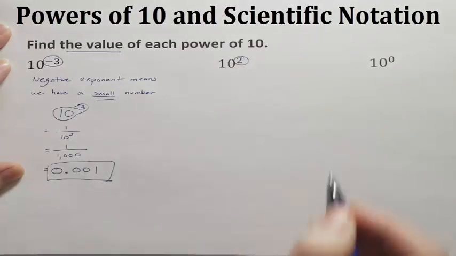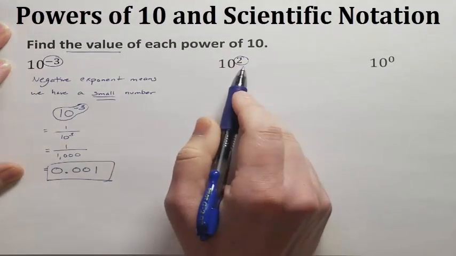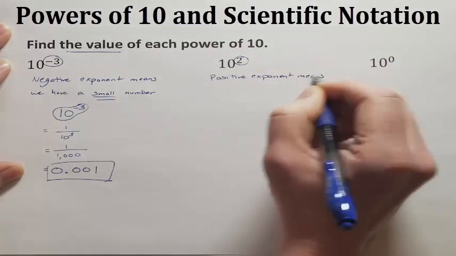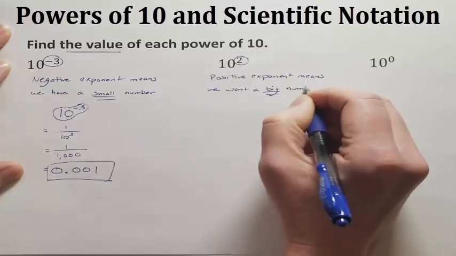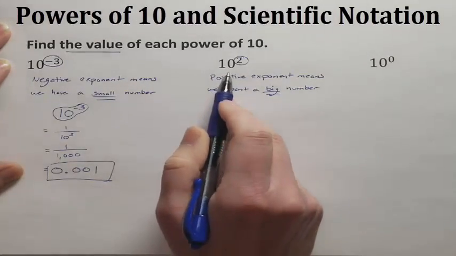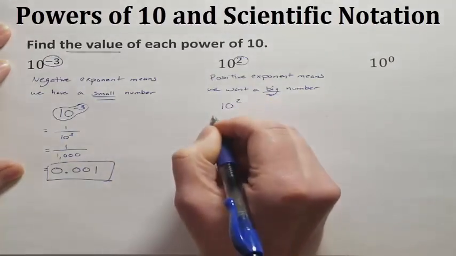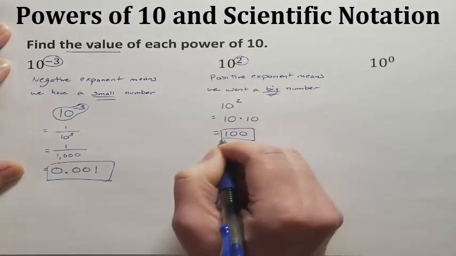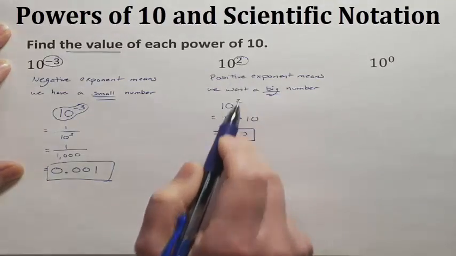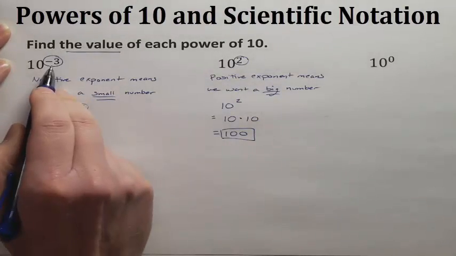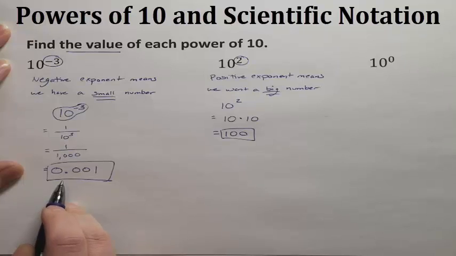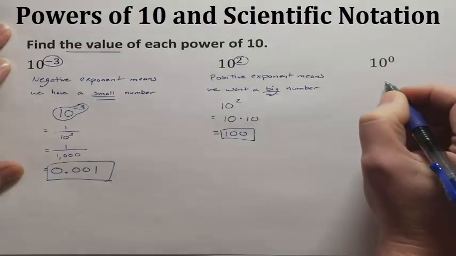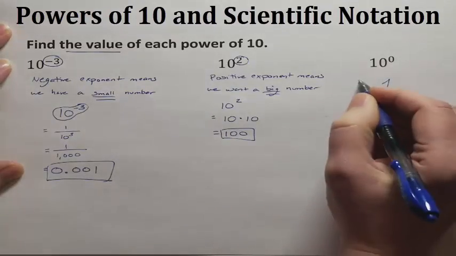If I had a positive exponent, that means I needed a bigger number. So a positive exponent means I want a big number. 10 to the second power means 10 times 10, which is 100. So if I have a positive power, I'm going to be bigger than 1. If I have a negative power, I'm going to be smaller than 1. And from our last lesson, anything raised to the 0 power is 1.